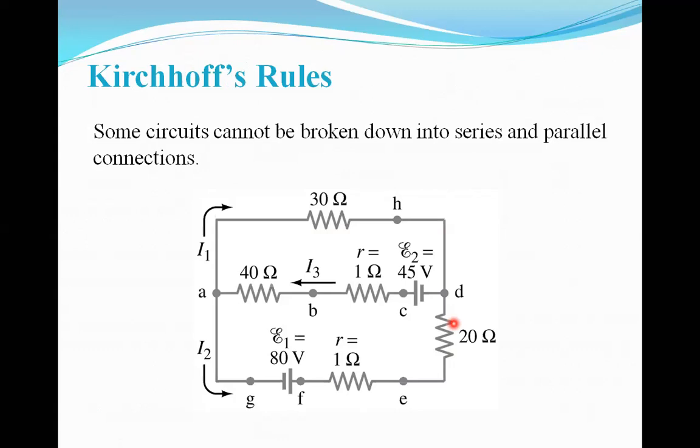So here you can see that you have two sources. With two or more sources, the circuit can be called a network circuit. Here this is called a mesh, and this is another mesh. The points A and D can be called nodes or junctions.